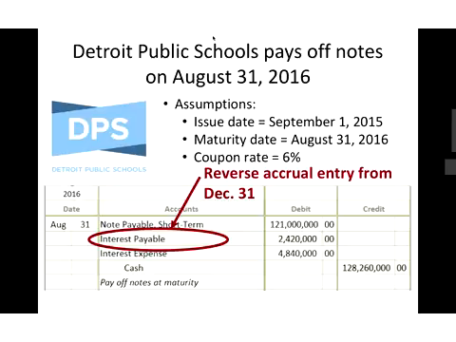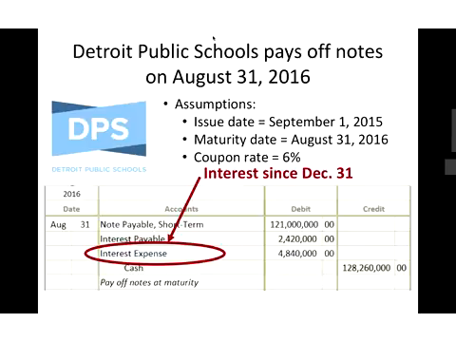Okay? Next down, interest payable. Interest payable is from the accrual entry we made on December 31st. So we need to wipe out that payable as well. At the end of December, we said we owed interest of $2,420,000. That's what we owed as of December 31st. This is now August 31st. We're paying it off. We don't owe it. So we want to debit it to get rid of it. So it's just picking up, reversing the accrual from mid-note. And then interest expense is the interest since December 31st. So that was the 8 months that we did, January through August.